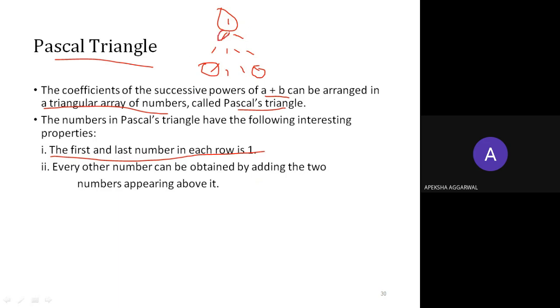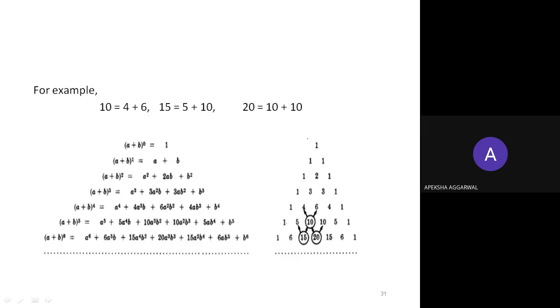So this and this, if you sum this and this, you will calculate a number in the row below. Okay, we will see how. So these are the two interesting properties. Let's see. Okay, so first and last number in each row is 1.